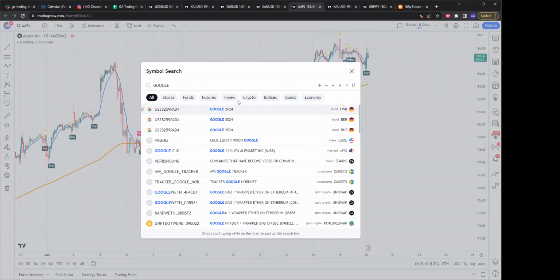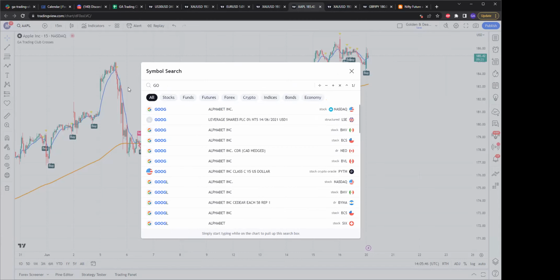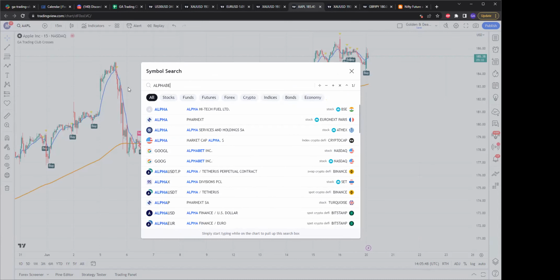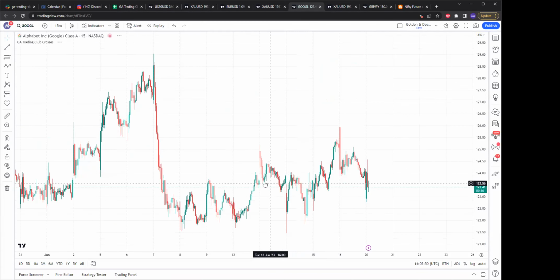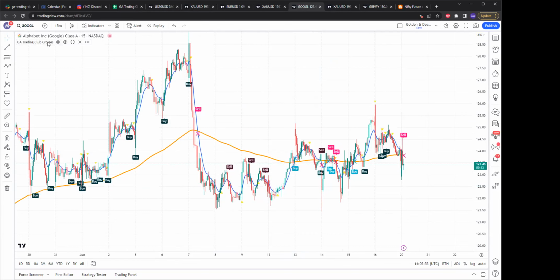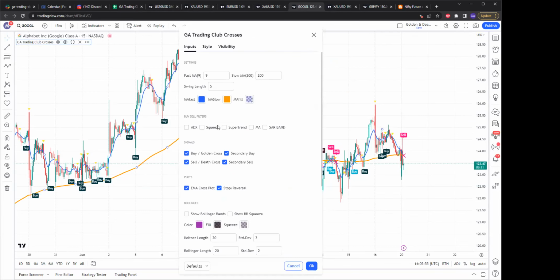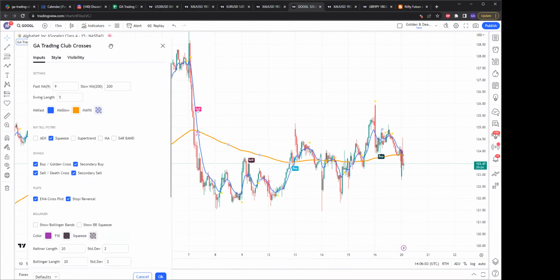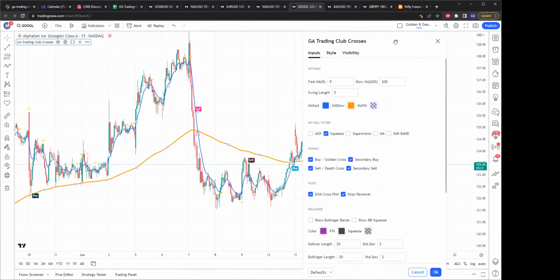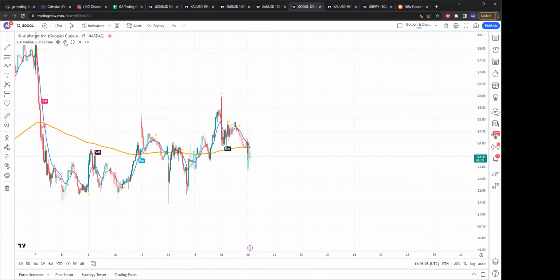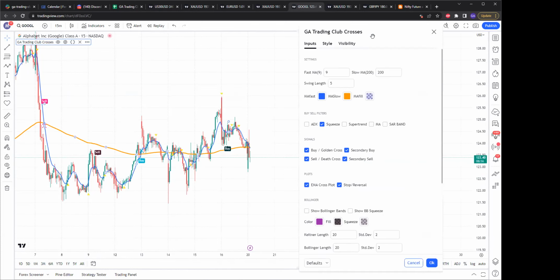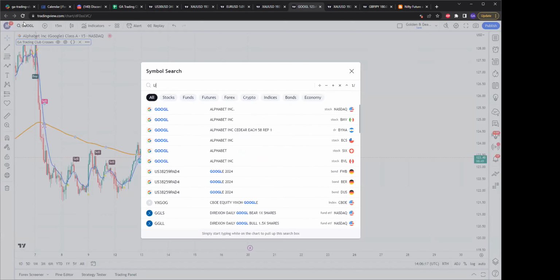So Google, what is it called nowadays? Alphabet or something? There you go. And with this crosses indicator, I did mention to play around with these filters right here. If you don't want signals or entries where price is squeezing, go ahead and turn on the squeeze filter, and that will give you fewer trades, and trades where price is not consolidating. So you can literally use this to trade anything.